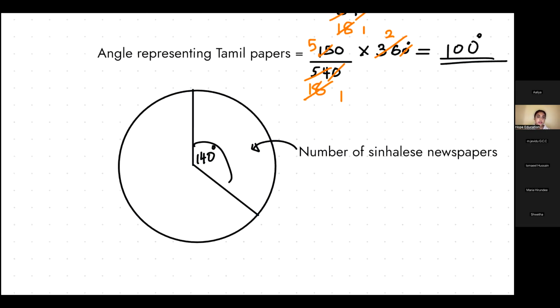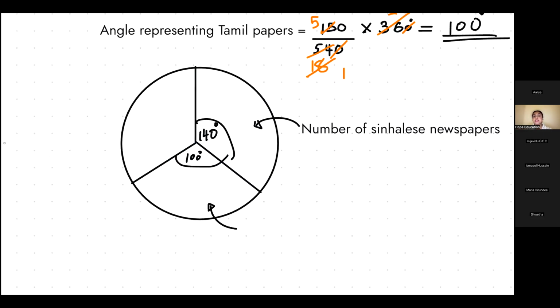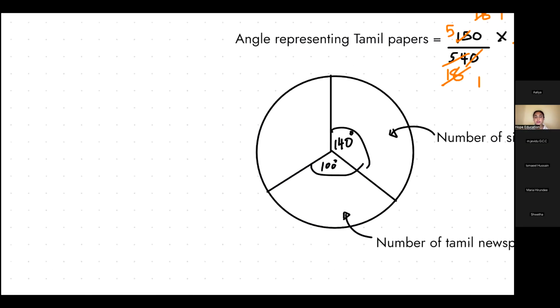And now the Tamil papers, it is 100 degrees. So a little more than 90, 100 degrees. Something like this. So I shall mark this as 100 degrees and I will label this as number of Tamil newspapers. Then the remaining angle will of course be English newspapers. What is the remaining angle?